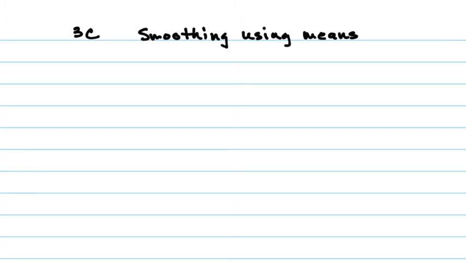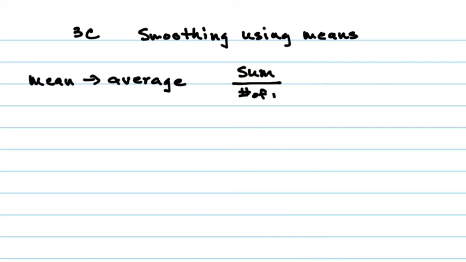So today what we're going to do is talk about smoothing the curve using means. Now, you may or may not remember that a mean is simply what we usually think of as an average. Of course, it's a specific type of average. That's the one where you take the sum of the items and divide it by the number of items. So it's the one we often use when we're just talking about grades, etc.